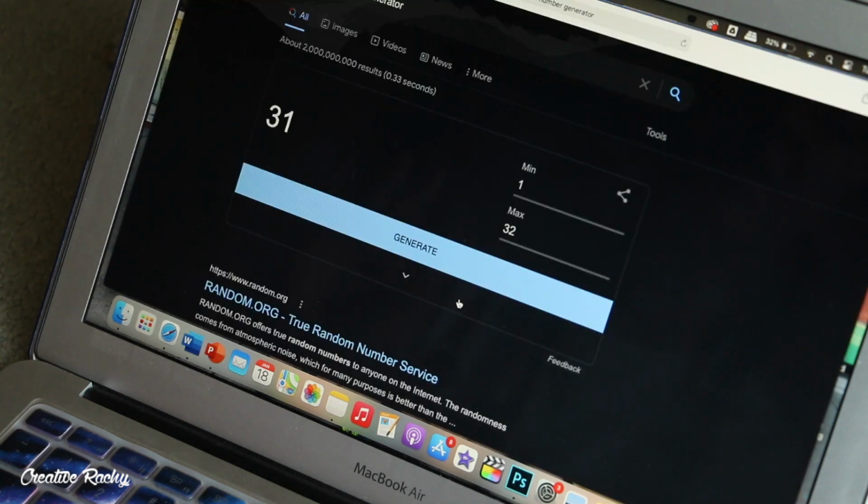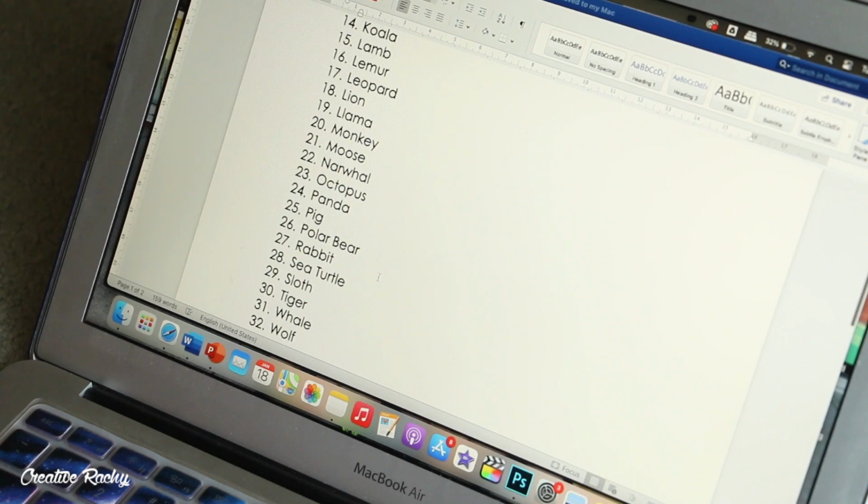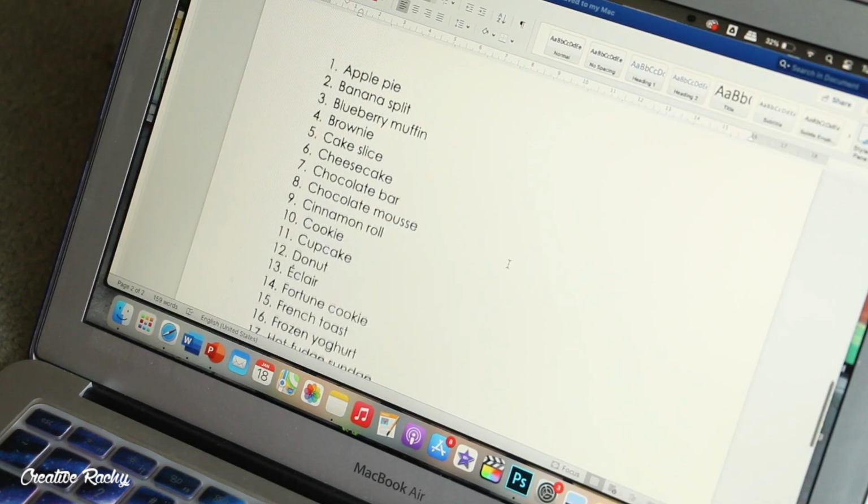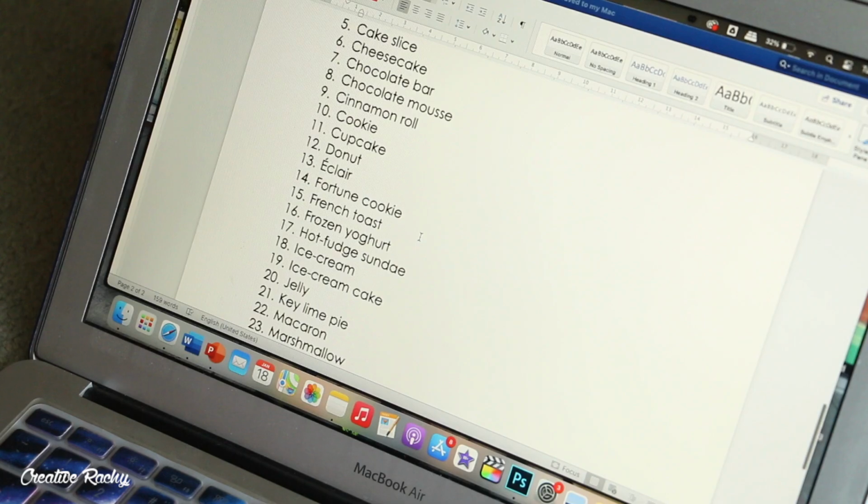The final animal is going to be number 23, which is an octopus, okay? And the octopus is going to be combined with number 15, which is some French toast.